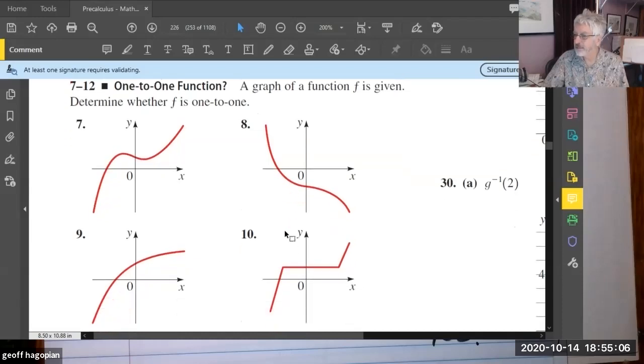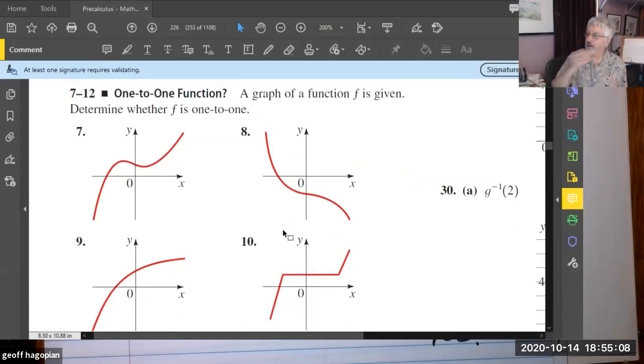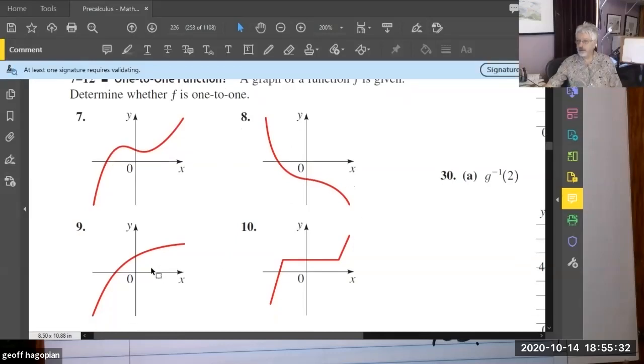So these are... a graph of a function f is given. Determine whether f is 1 to 1. Well, implicit here is that y is a function of x, okay? And so, which one of those show y as a function? Because here in 8, you could also have x as a function of y, right? And here in 9, you can have x as a function of y.